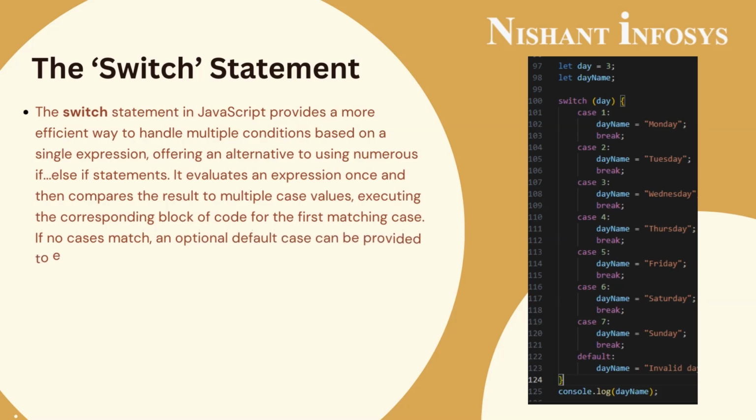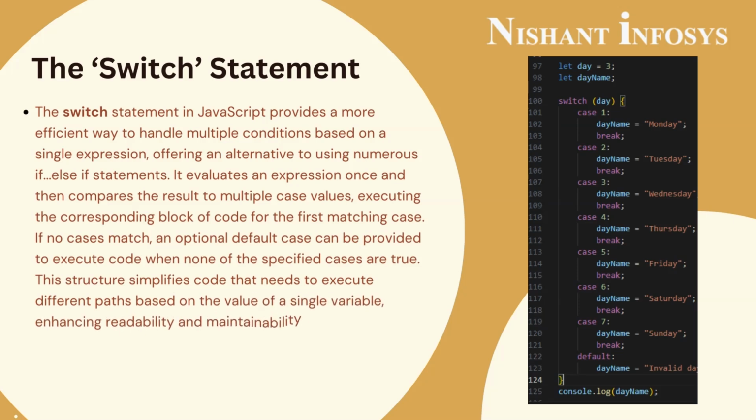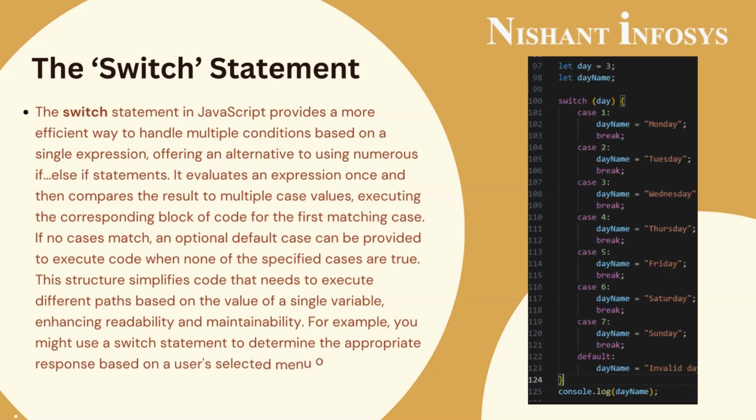If no cases match, an optional default case can be provided to execute code when none of the specified cases are true. This structure simplifies code that needs to execute different paths based on the value of a single variable, enhancing readability and maintainability. For example, you might use a switch statement to determine the appropriate response based on a user's selected menu option. The example shows how the switch statement can simplify a multiple condition decision tree, which cannot be done by the if-else-if ladder.